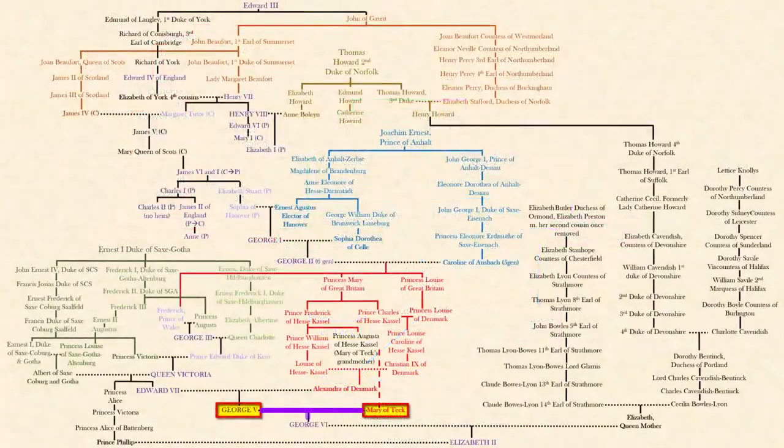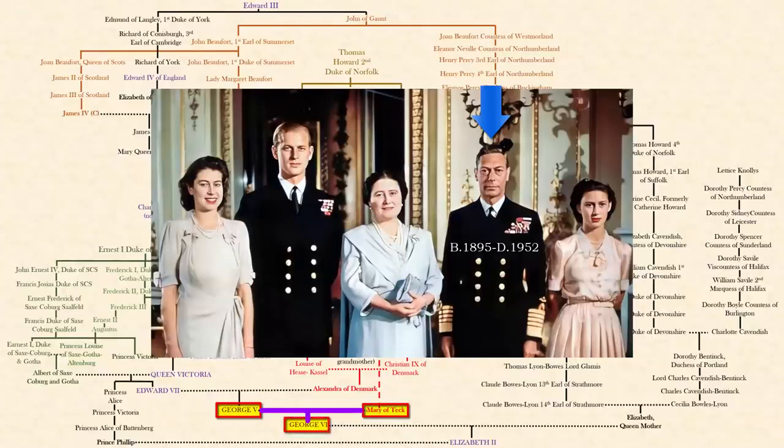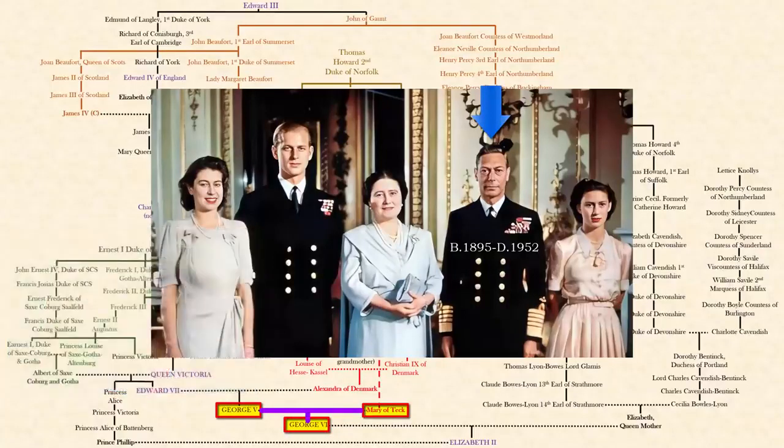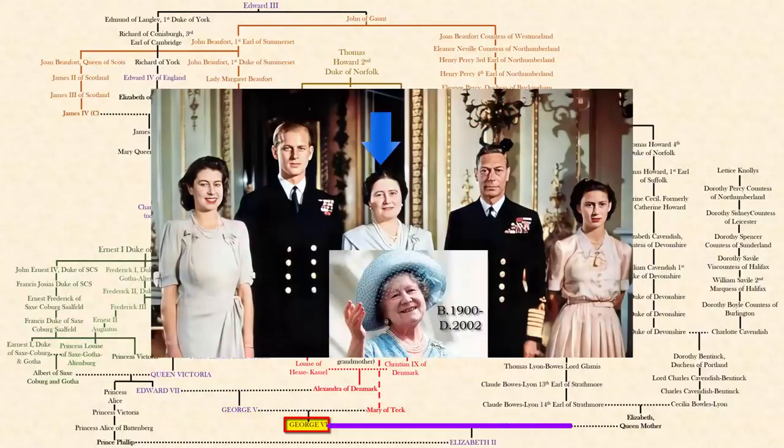Together they have George VI, who was Elizabeth II's father. George VI got the throne from his older brother Edward's abdication to Wallace Simpson. George VI's time frame is World War II. George VI married Elizabeth Bowes-Lyon, also known as the Queen Mother.